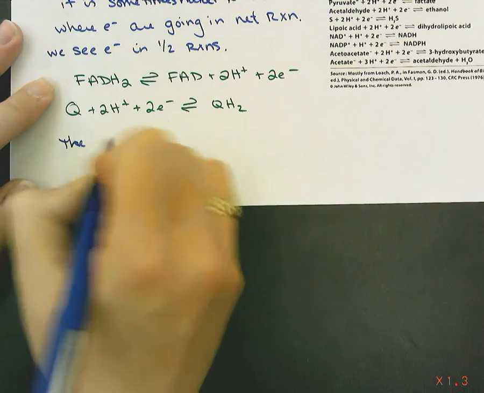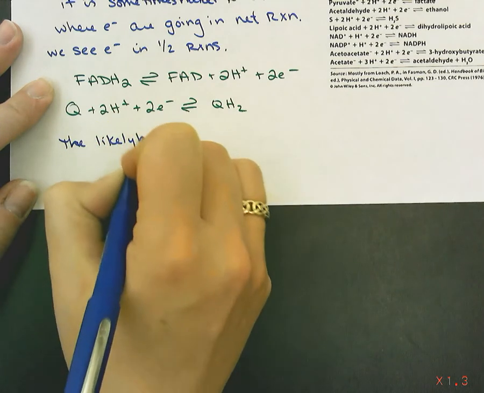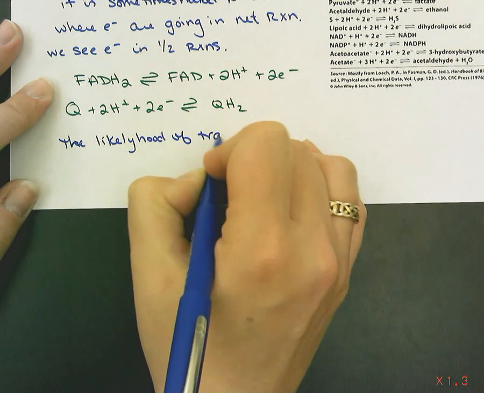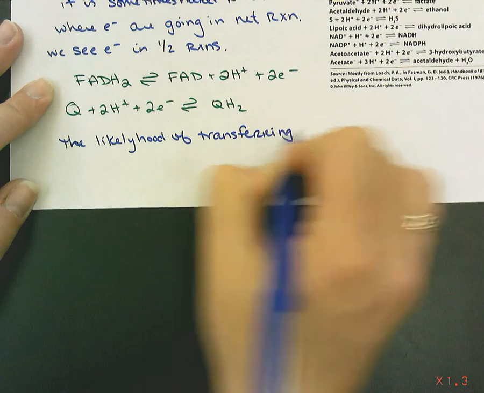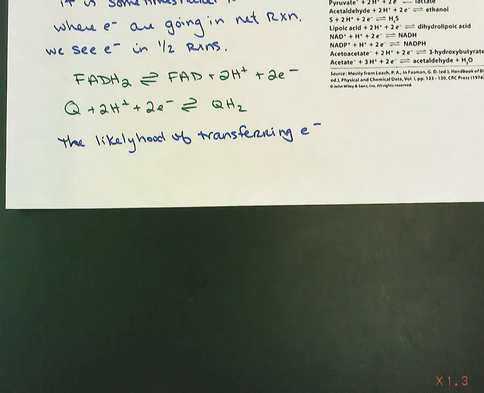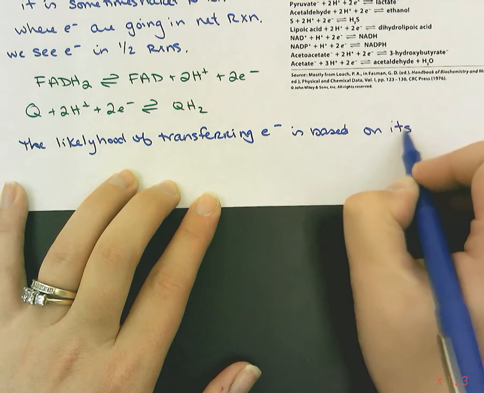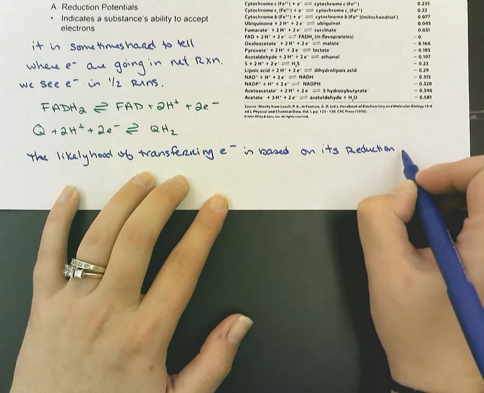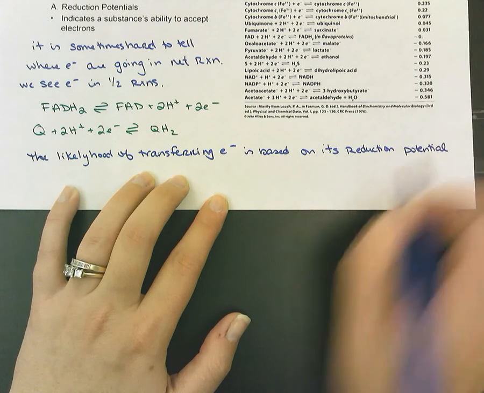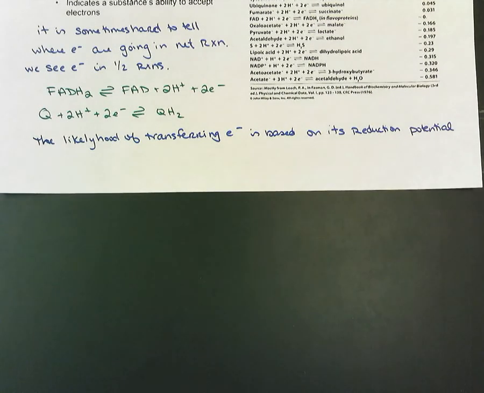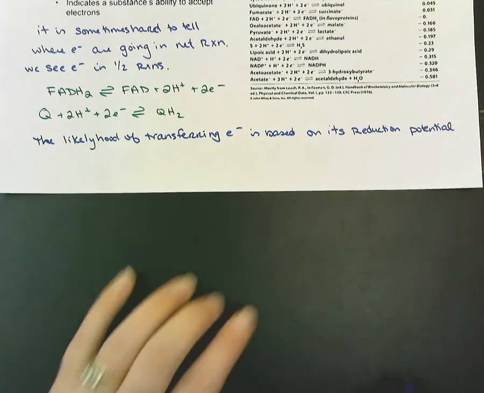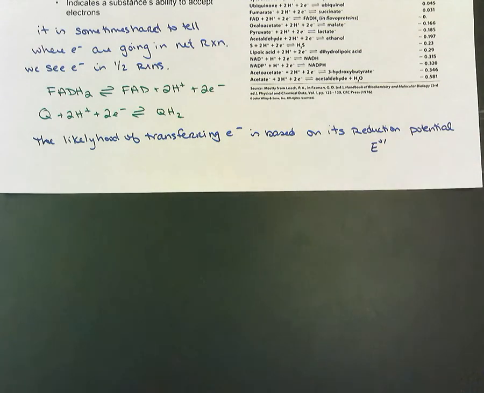I'm coming around to this table. So the likelihood of a molecule to transfer its electrons is based on what's called the reduction potential, where reduction potential is this, E standard state prime.